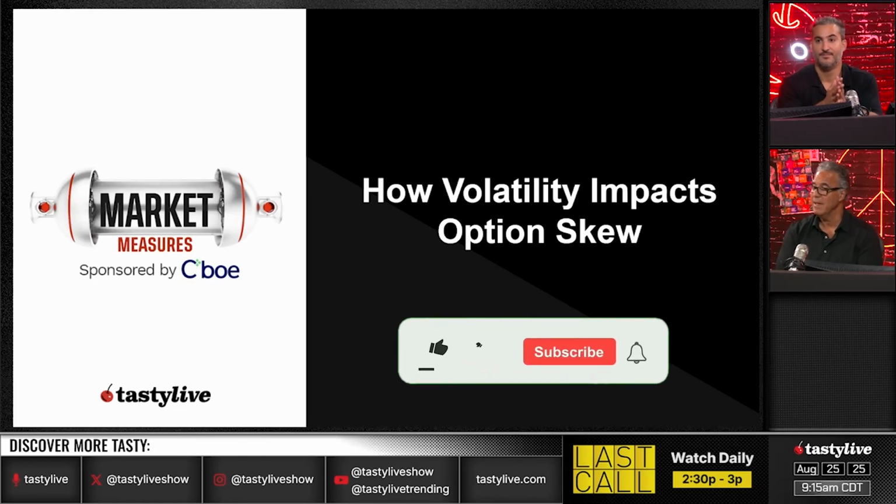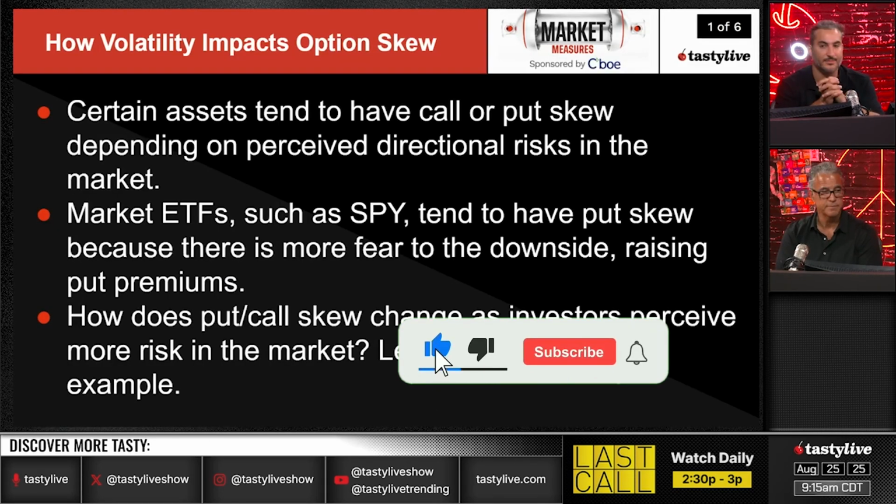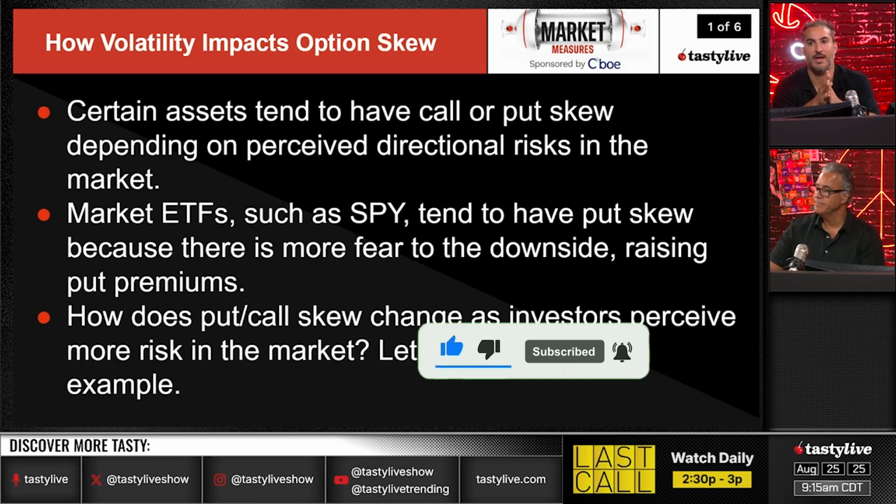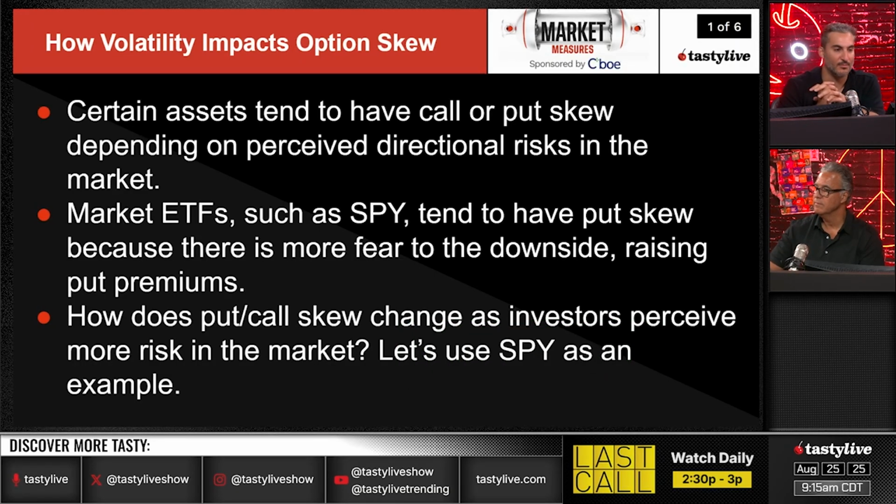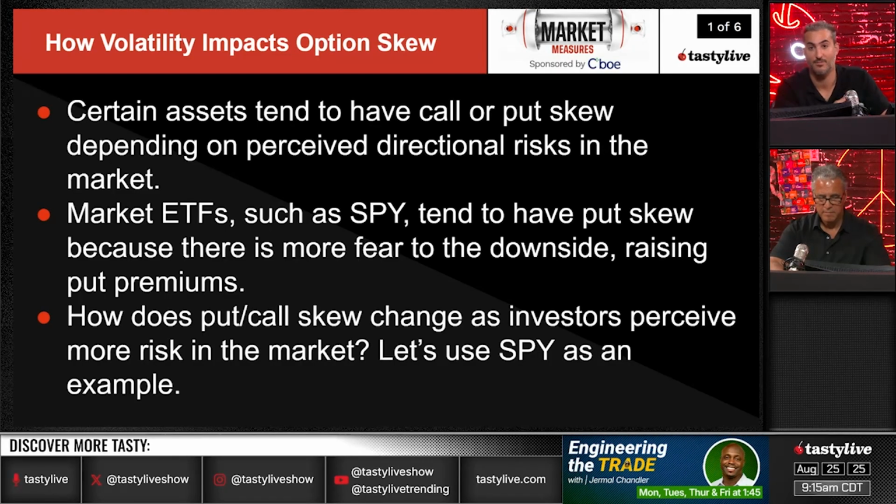How volatility impacts option skew. Certain assets tend to have call or put skew depending on the perceived directional risk in the market. I know TP mentions this in the Cherry Bomb every morning: the velocity of risk. This is what we're talking about. It's a skew in the options market.